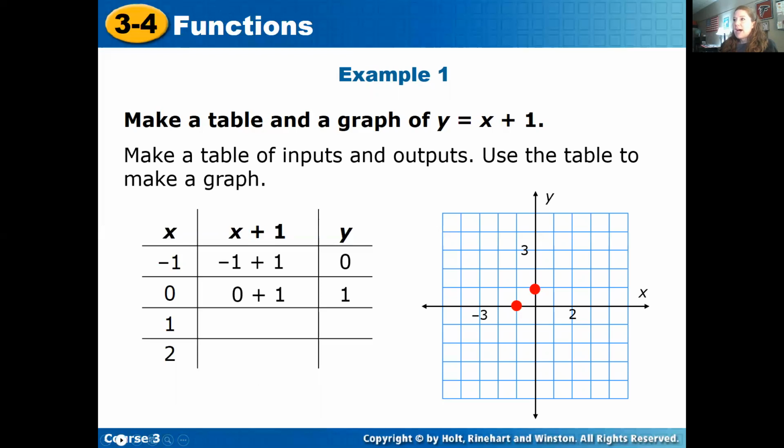What if X is +1? 1 plus 1 is 2. And then 2 plus 1 is 3. So that is a function. Do any of the X values repeat? Nope, there's exactly one Y value for every individual X value. So that is a function.